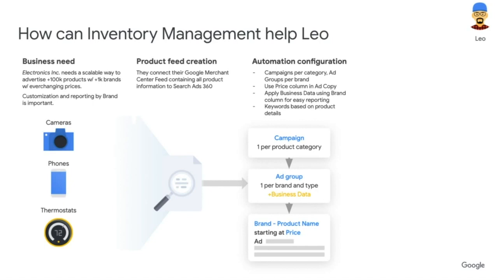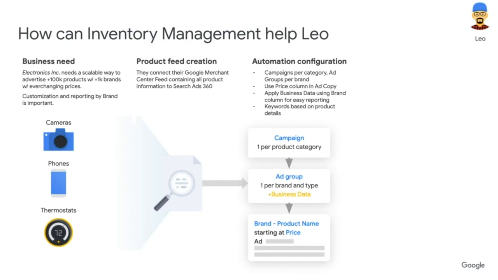Then for the ad group, he's going to leverage the brand column. And since we can have many cameras of different brands, that brand multiplier, the ad group multiplier, is going to create different ad groups per brand for each of those campaigns that represent a category.